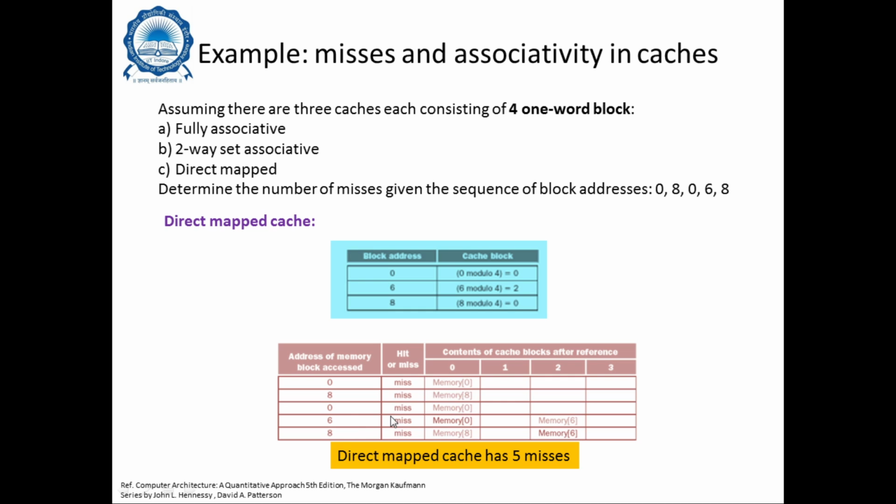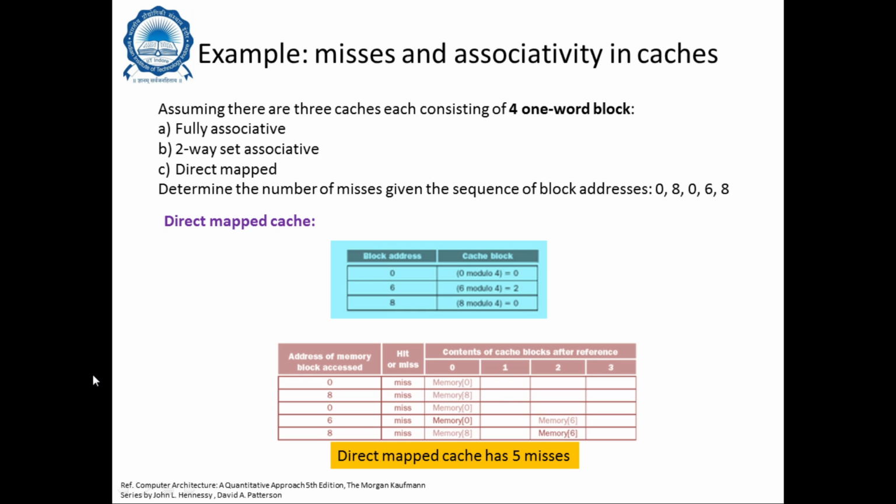Then in case of 6, it is assigned to cache block number 2, so that goes here. Then you again have 8, so 8 will replace the contents of 0 in cache block number 0. In this case you see there are no hits being achieved, so all 5 are misses. Therefore, in case of direct map caches with 4 one-word blocks and a block address sequence of 0, 8, 0, 6, 8, there are 5 misses.